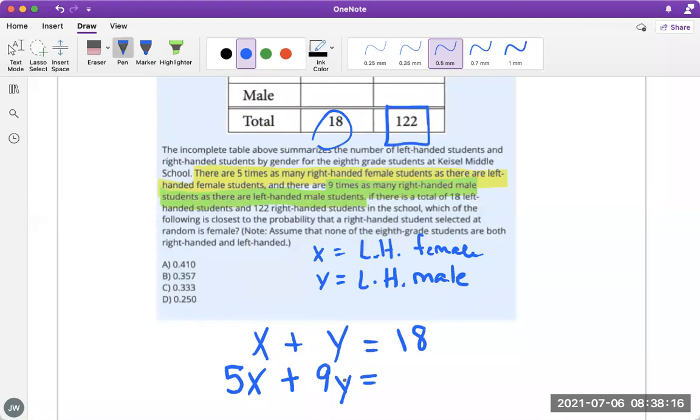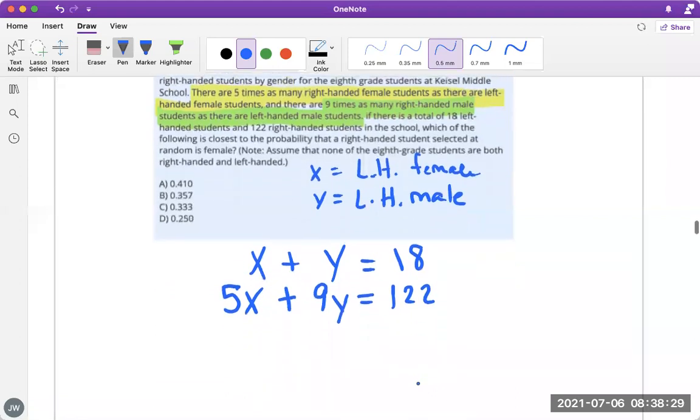122, good. All right, so let's do 122 here. Perfecto. We have a system of equations. You remember these? Love these. All right. Since the total number of left hand is 18, the total number 120, we have our system of equations complete. And we're going to solve the system of equations.